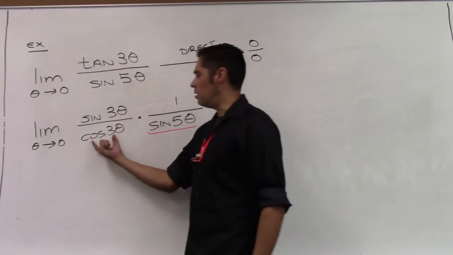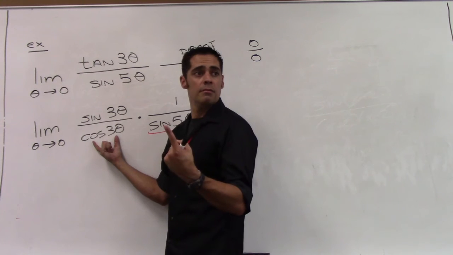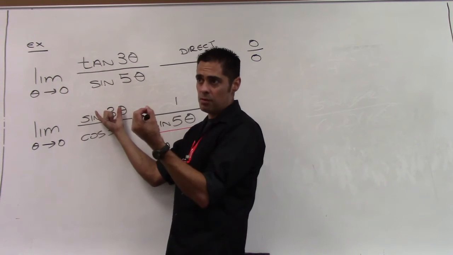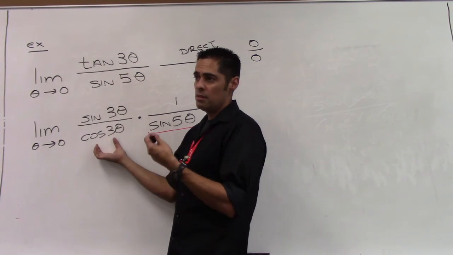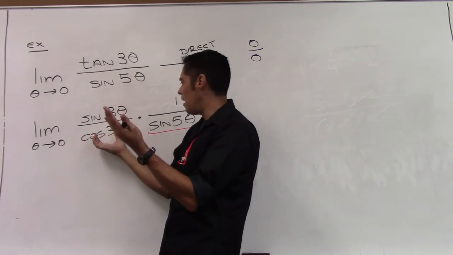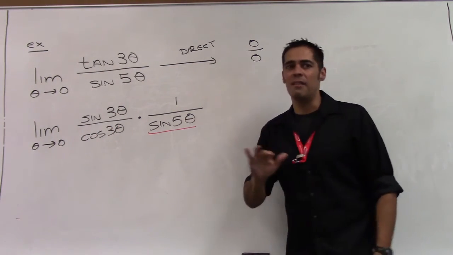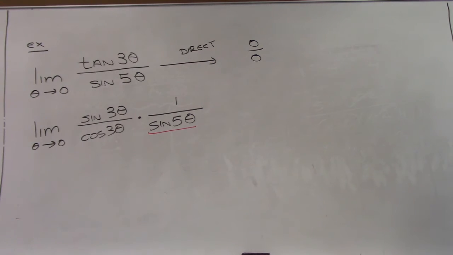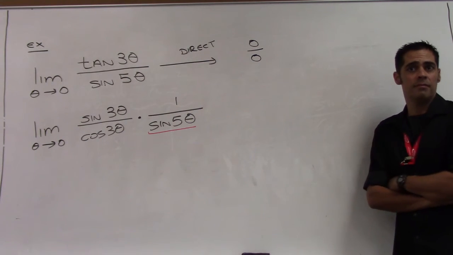What's cosine of 0? 1. What's sine of 0? 0. 0 over 1 is 0. So 0 is fine, but 1 over 0 is not fine. So I need to somehow make that sine 5 theta not create this huge pain in my side, right?